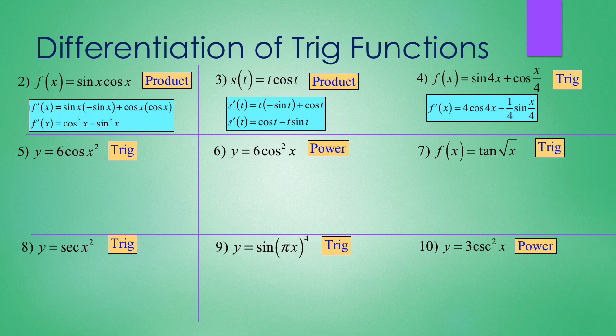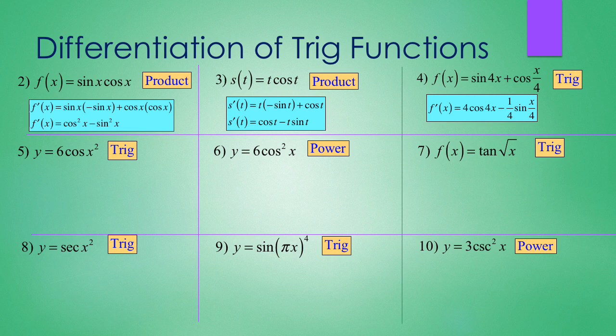Sine times the derivative of cosine, which is negative sine, plus cosine times the derivative of sine, which is cosine. So we get cosine squared x minus sine squared x. 3 is also a product rule. So it is t times the derivative of cosine, which is negative sine, plus cosine of t times 1. Answer is cosine t minus t sine t.